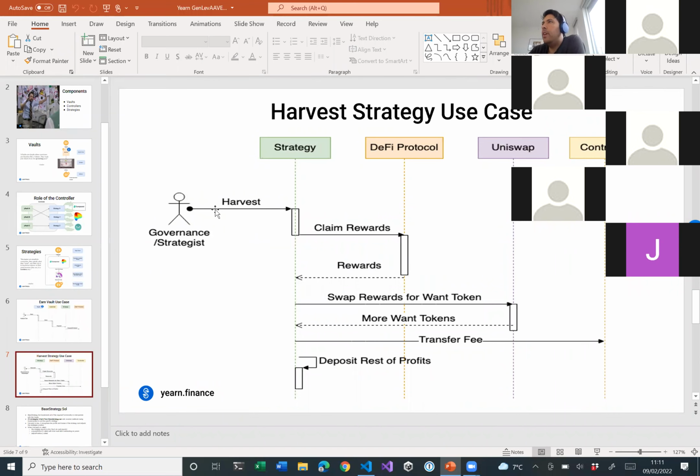So you can see here that harvest is called in the strategy contract. You then claim these rewards from the DeFi protocol. They are sent back. You're then swapping those rewards here for the want token. You see here using Uniswap, you're swapping that for the want token. And then here's the loop. So you deposit that back into the strategy and the whole thing starts again.